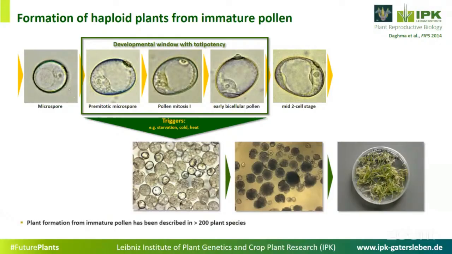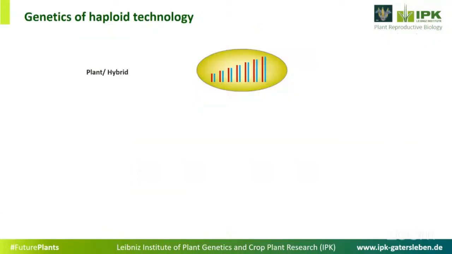This basic principle, surprisingly, has been described in more than 200 different plant species, even though it does not occur in nature. So this is really surprising that it is possible to manipulate a very highly specific cell through this kind of general program of producing regenerable tissue and giving rise to plants. And very importantly, you have to understand the genetics of haploid technology, and this I will explain in the current slide. So here you have a representative of a hybrid plant.